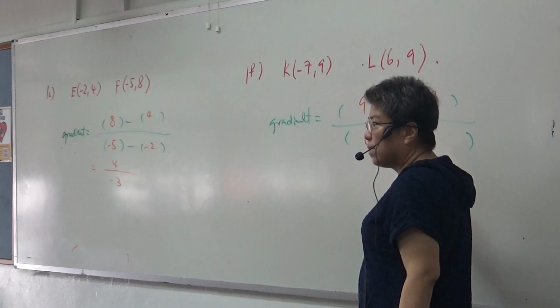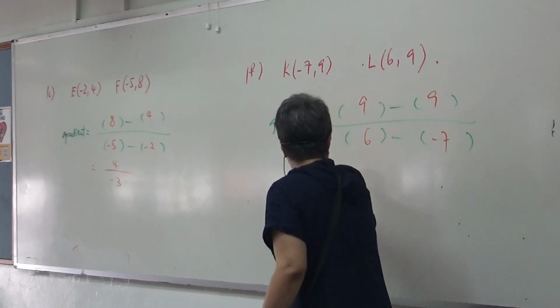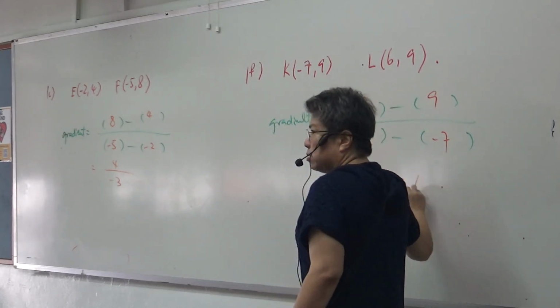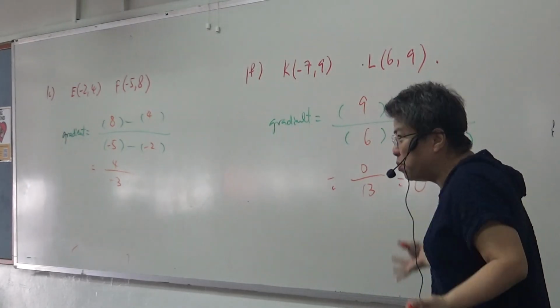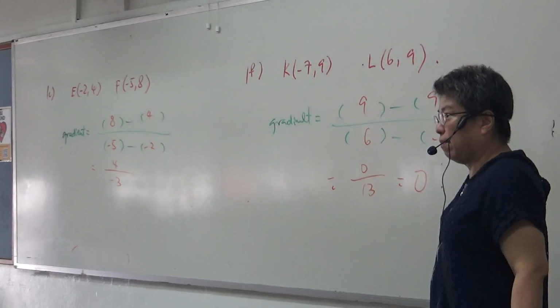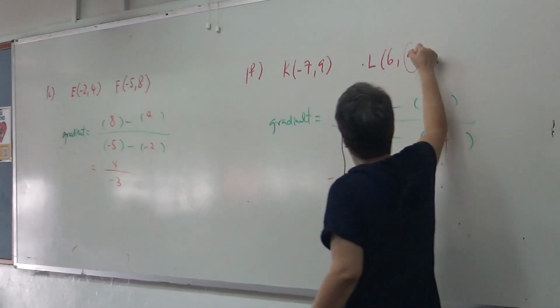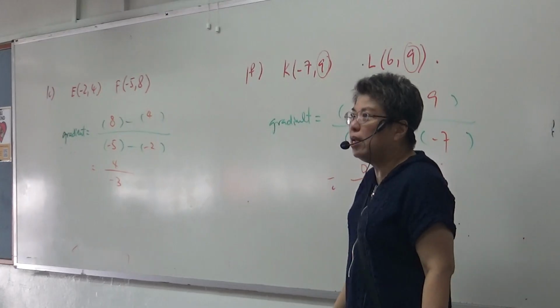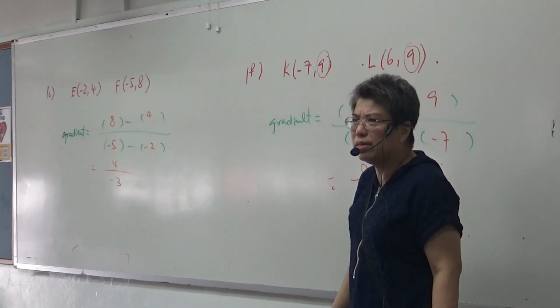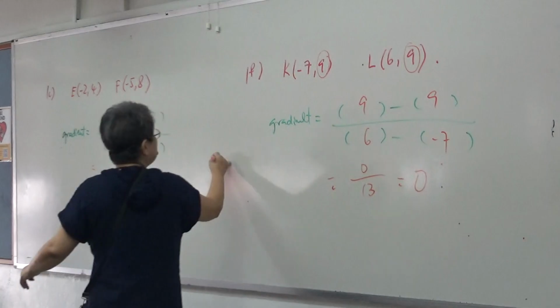6 and negative 7. So this is 0 over 39. So the gradient is 0. Even when I draw it up, I will know it's 0 because it will be a horizontal line. Why? Can you see this one? What is the same? The y coordinate, the y intercept. The y coordinate is the same. Am I right? Okay, now let me just draw it up.